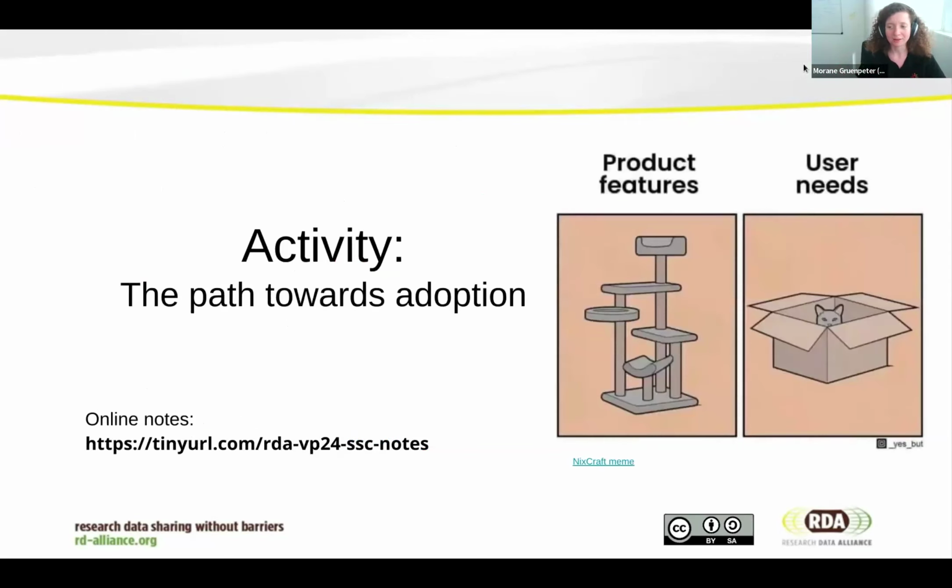Okay, the path towards adoption. Why do I ask you about adoption? Because we are working tirelessly to bring to this community and to researchers worldwide functionalities that might not be things that you need. And we need your help to identify how we can make these components adopted. So I've used this meme.